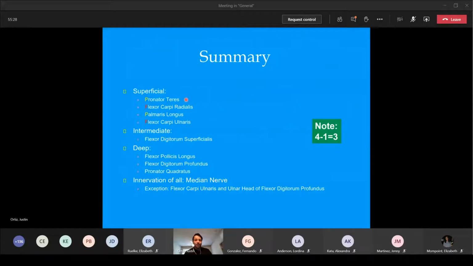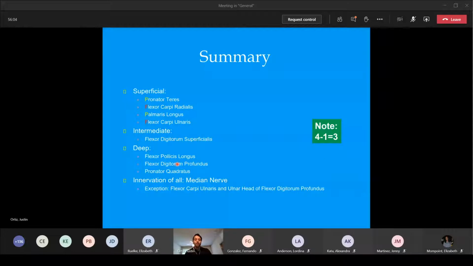So here's the summary. Remember, superficial, pass, fail: pronator teres, flexor carpi radialis, palmaris longus, flexor carpi ulnaris. Intermediate, this would be your flexor digitorum superficialis, which only goes to the middle part of your phalanges. Then you have the deep, remember, flexor pollicis longus. So pollicis, think thumb. Thumb is on the radial side. Flexor pollicis longus attaches to your radius, and it takes half of your interosseous membrane. The flexor digitorum profundus will take the other half of the interosseous membrane as well as the ulna, right?